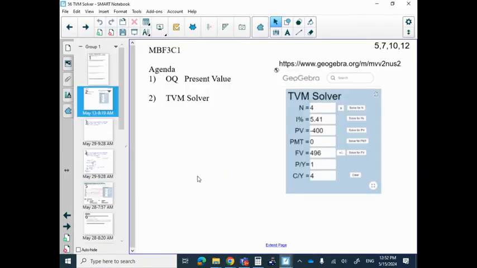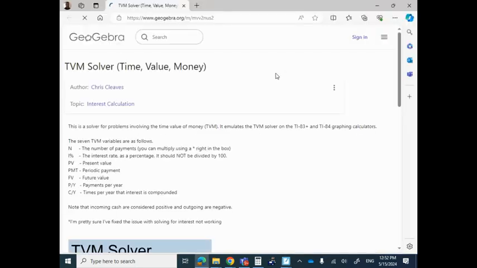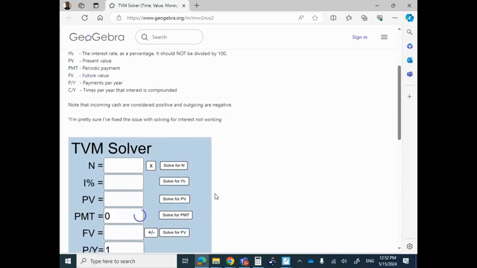Hello, everyone. We're going to be learning what's called a TVM Solver today. It's a pretty fantastic tool to know how to use if you're working with finance situations or money situations. TVM Solver stands for time, value, and money. So it's basically a program that can do all the calculations to do with time and value and money. So that's what we're going to be using.